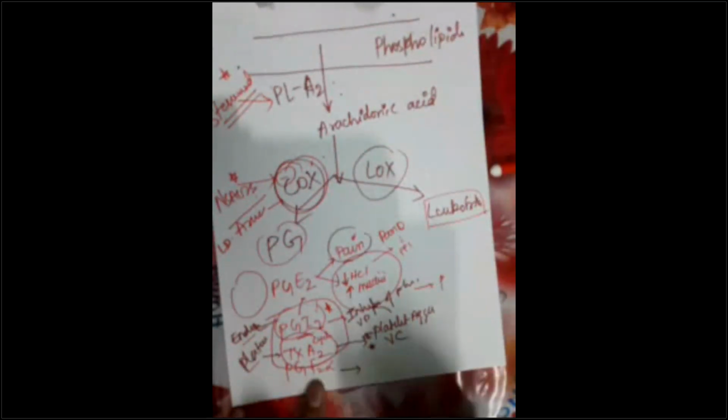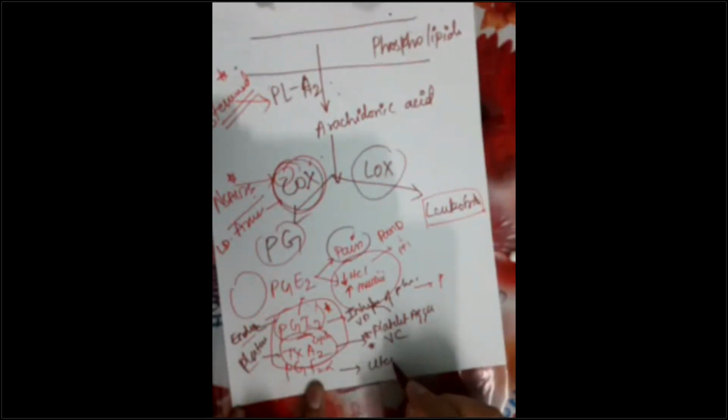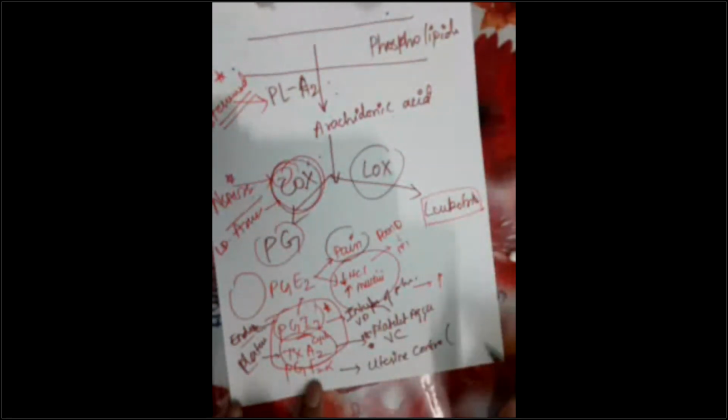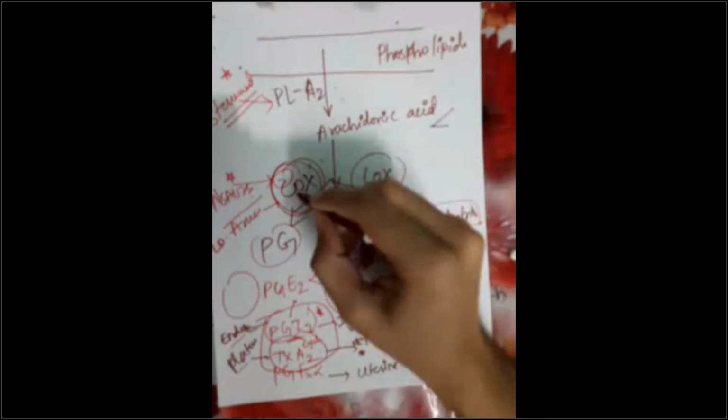Now PGF2 alpha, the last thing in prostaglandins. They are causing uterine contraction. This is one of your uterotonic drugs. Hope all these things are clear. How phospholipids, which enzyme is acting, what is arachidonic acid, the structure of arachidonic acid, you also remember from biochemistry. What is COX?